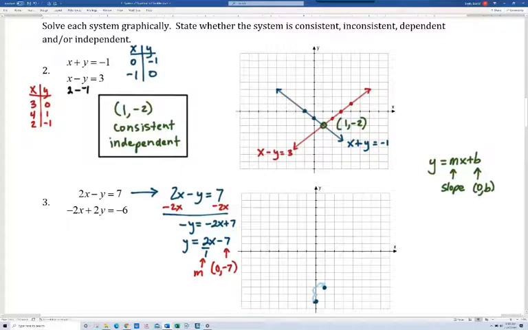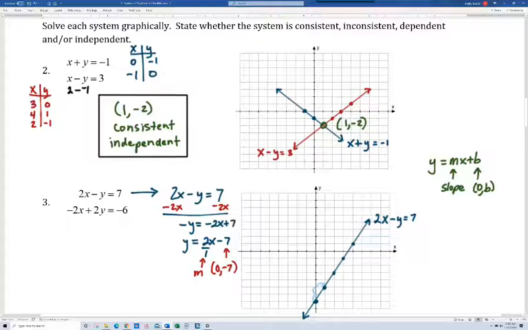Now I could do the same repeatedly, so I can draw myself a nice straight line. I'll go up 2, right 1, up 2, right 1, and I'll go one more time, and you can see our line there for 2x minus y equals 7. All right, let's go ahead and do the same thing with the second line.